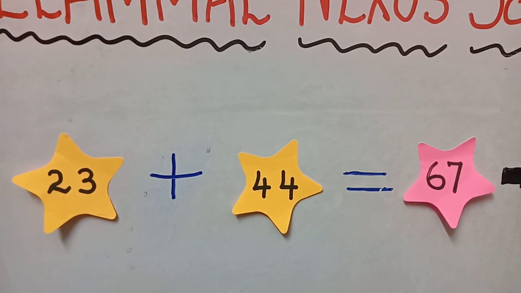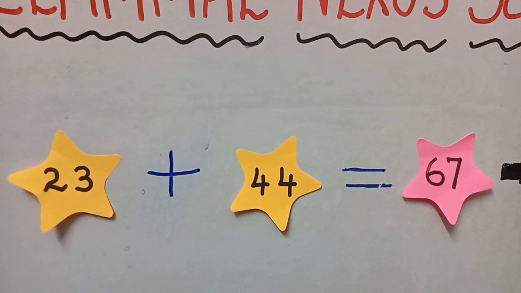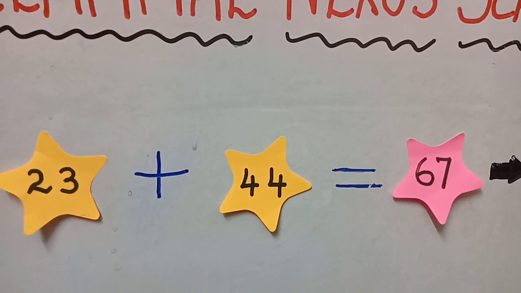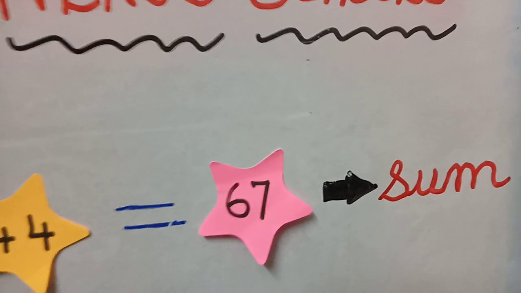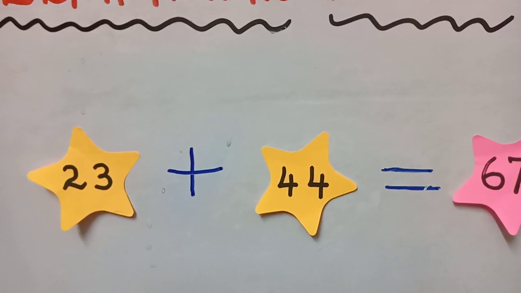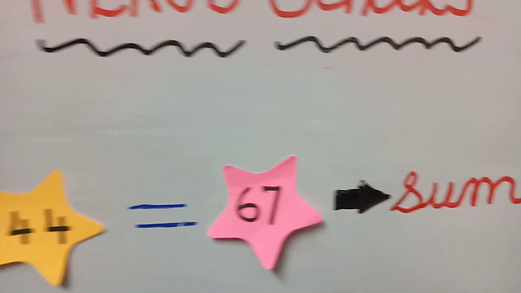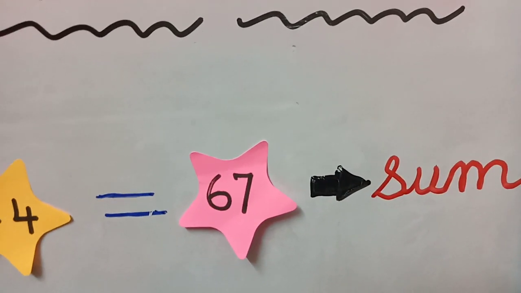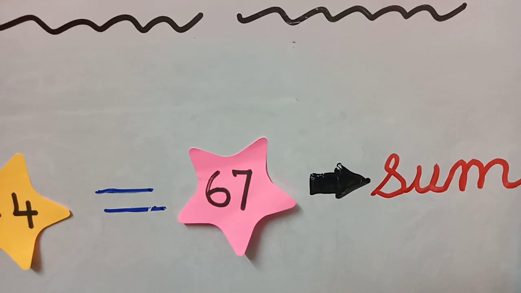The numbers that we add are called the addends, and the answer we get is called the sum. And here 23 and 44 are called the addends and 67 is called the sum. So the answer in addition is called the sum.